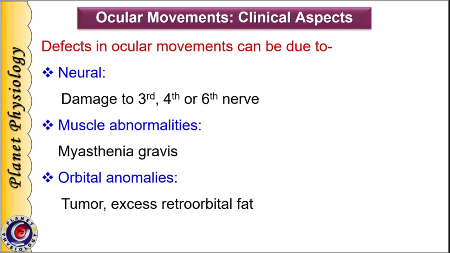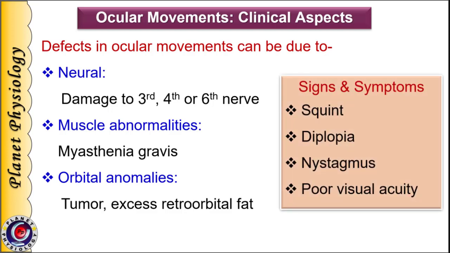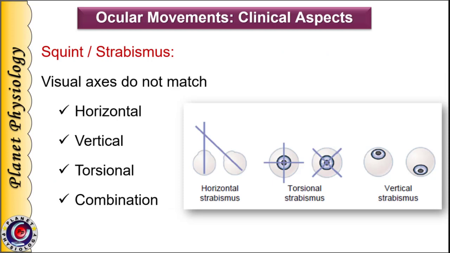Eye movements may be affected due to muscle disorders like myasthenia gravis or due to orbital diseases like tumor or fat deposit behind the orbit. The patient may complain of squint, diplopia, nystagmus or poor visual acuity. Squint is also called strabismus. In this case, the visual axes of the two eyes do not match. Based on the coordinates which do not match, squint may be horizontal, vertical, torsional, or a combination of the above.